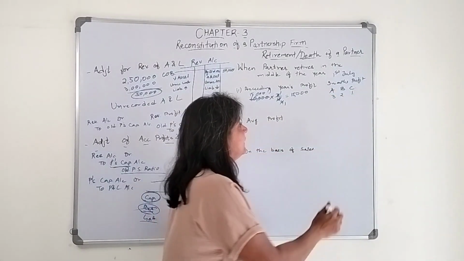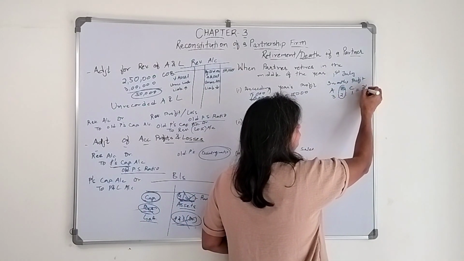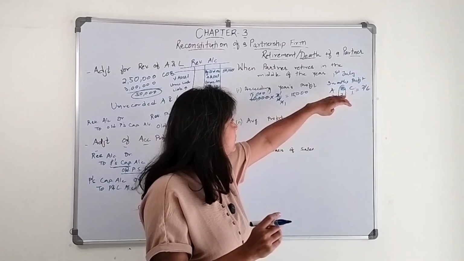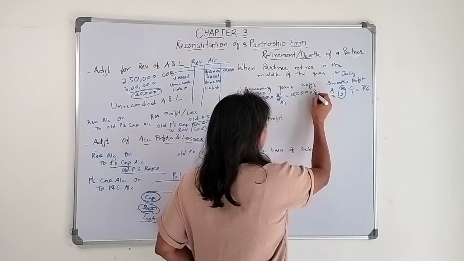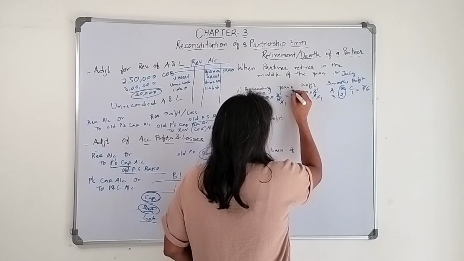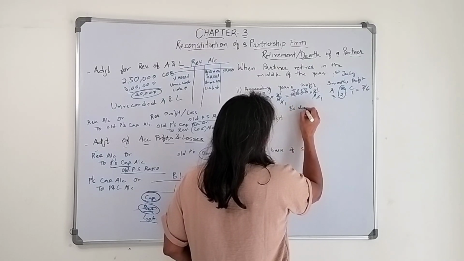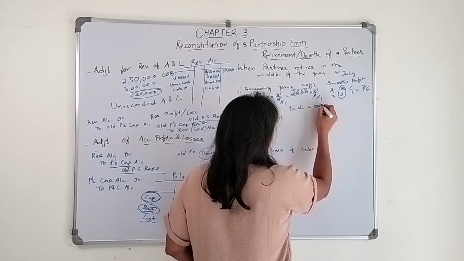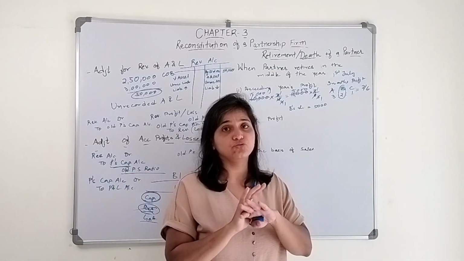Now let's say B retires. Okay, B retires. So his share is how much? 2/6. Okay, 2/6 of the profit will be given to B. So 2/6 of 15,000 is how much? 2 threes are 6, 5,000. So B's share in profit is 5,000. So this 5,000 will be given to B.